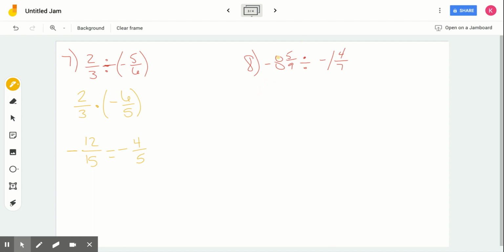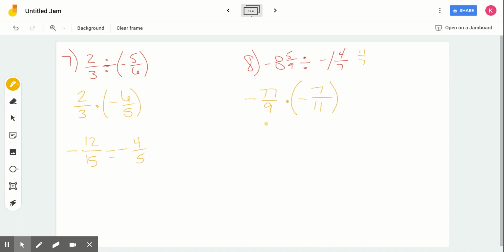Now, like number 2, on number 8, we first have to snowball these. So go ahead and pause the video, snowball, rewrite the problem, and come back. Now that you've done that, we can look over this together. 8 times 9 is 72, plus 5 is 77. So we have negative 77/9 times negative. 1 times 7 is 7, plus 4 is 11. So we would have 11 over 7. And we rewrite the reciprocal would be 7/11.